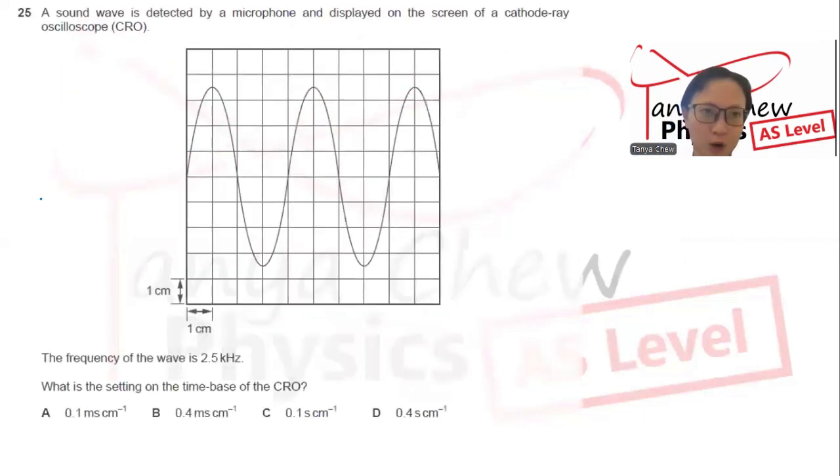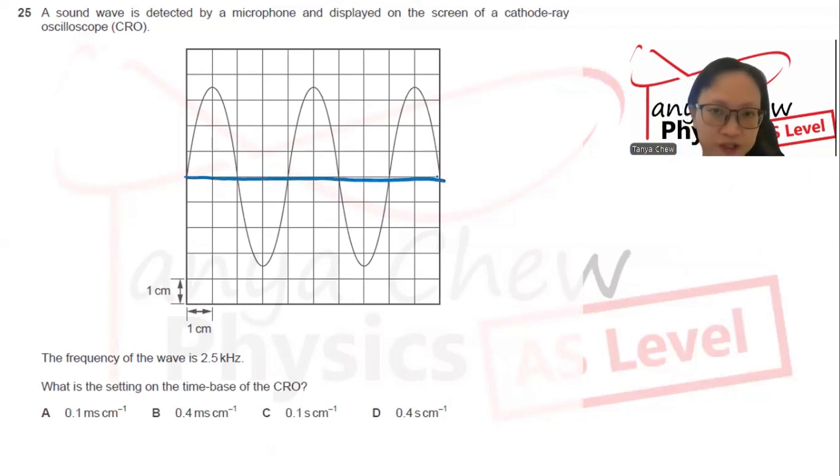Number 25, a sound wave is detected by a microphone and displayed on the screen of the cathode ray oscilloscope or CRO. The frequency of the wave is 2.5 kilohertz. What is the setting of the time base of the CRO? First of all, you need to draw equilibrium position. Equilibrium position is very important. After that, frequency. So how do you find frequency? Okay, let me give you the equation of time base first. It is not the equation of time base, actually, it is the equation of period.